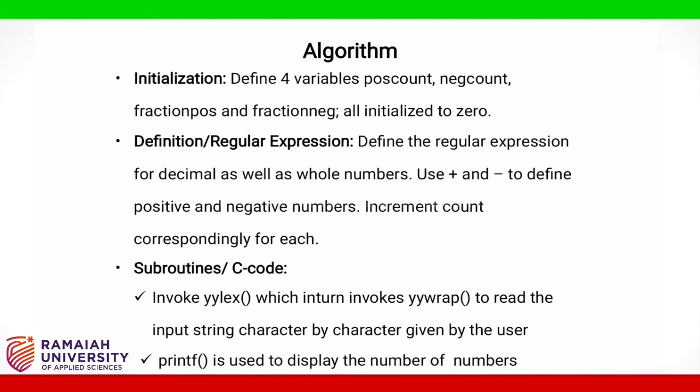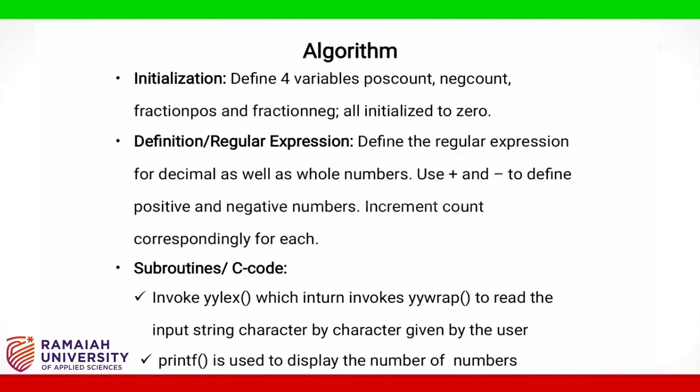Algorithm. In initialization, define 4 variables pos count, neg count, fraction pos, and fraction neg, all initialized to 0. In definition and regular expression, define the regular expression for decimal as well as whole numbers. Use plus and minus to define positive and negative numbers. Increment count correspondingly for each.